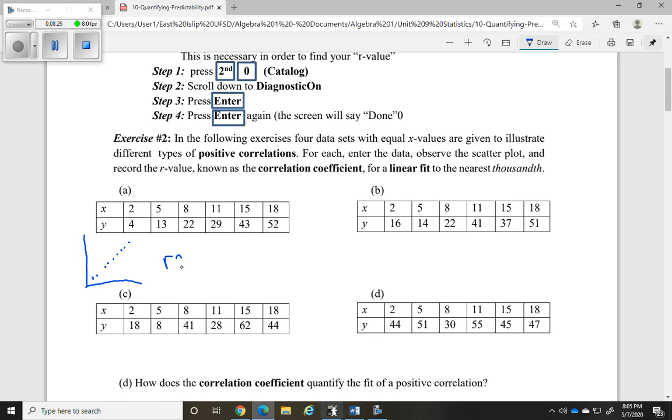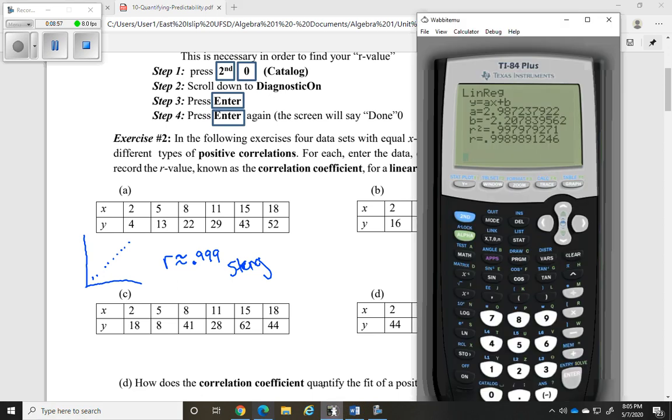R is about 0.999. So that is so close to 1, like the notes that I told you that you had to copy, that this represents a very strong correlation. Anything 0.8 or greater is strong. Let's take a look at B. We expected it to be strong, by the way, because it's almost a perfect straight line.